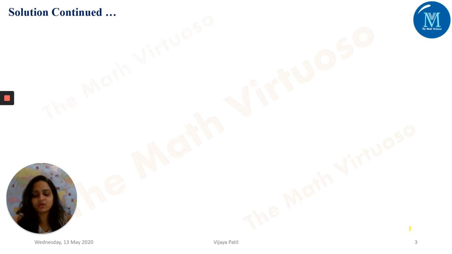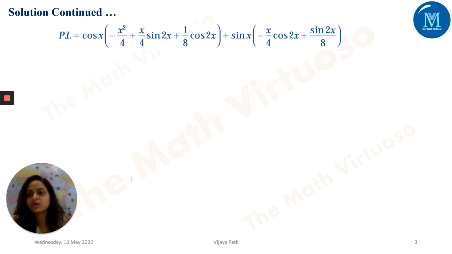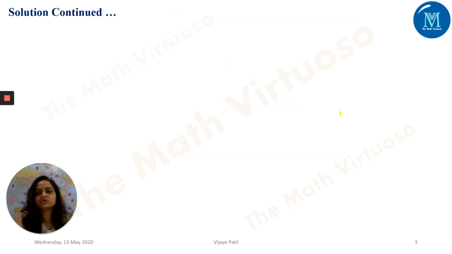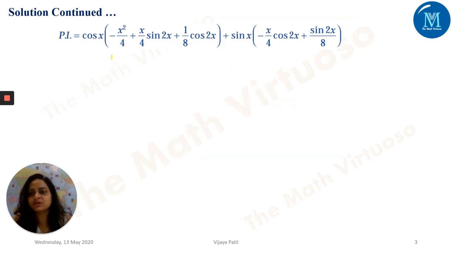So this is what we have got, u1 and u2. If you observe, the particular integral is u1 y1 plus u2 y2. We are aware of y1 and y2, and we have just calculated u1 and u2. So my particular integral for this example would be cos x into the u1 part, plus sin x into the u2 part.